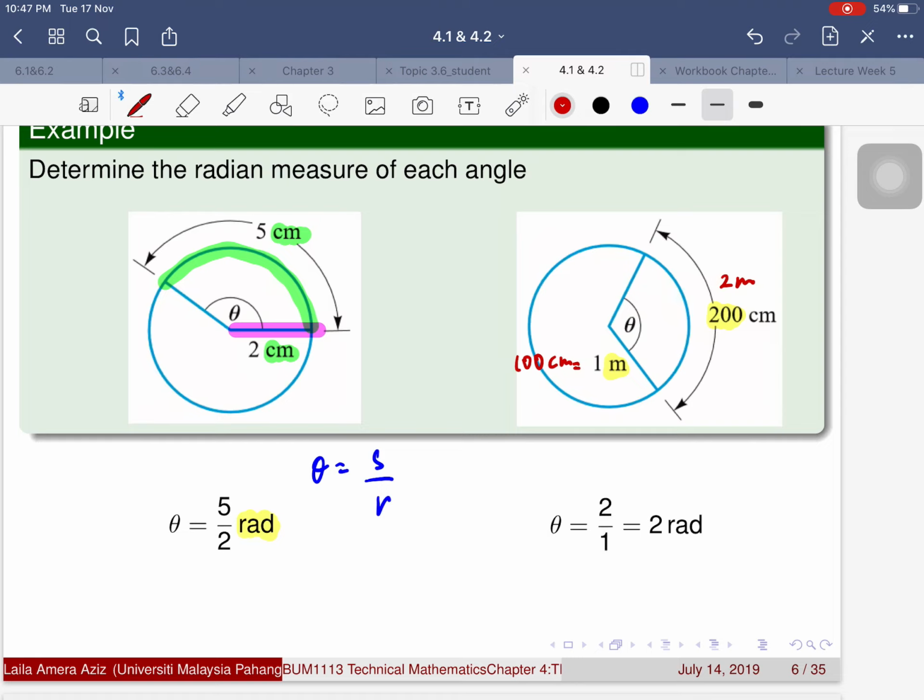For this case, my s value, if I'm using meters over here, is 2 meters, divided by r, which is given as 1 meter, so I will get that my theta is 2 radians. Remember, the theta we get from the formula is going to be in terms of radian, and that is why it's called radian measure, not degree measure.